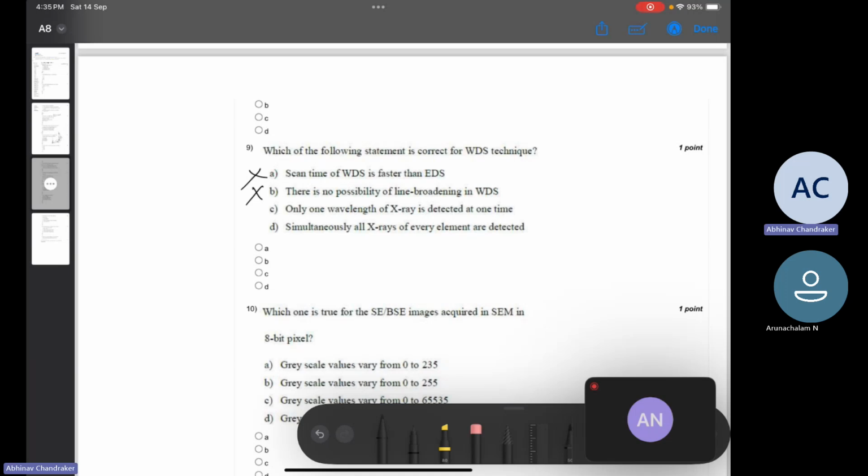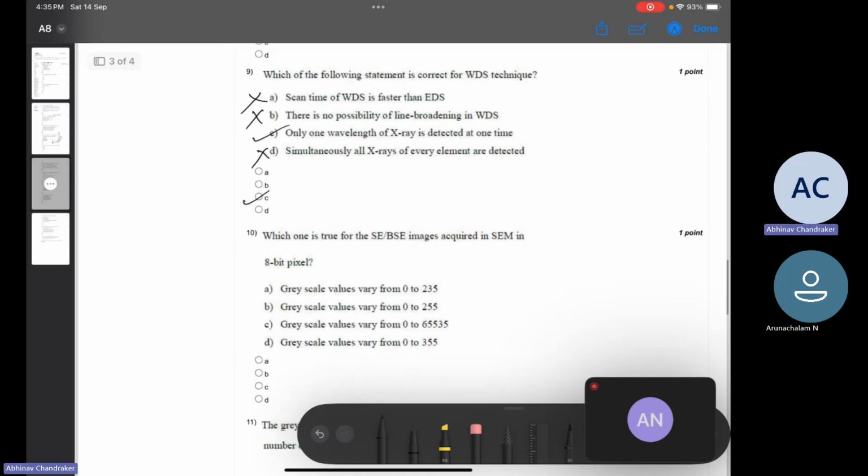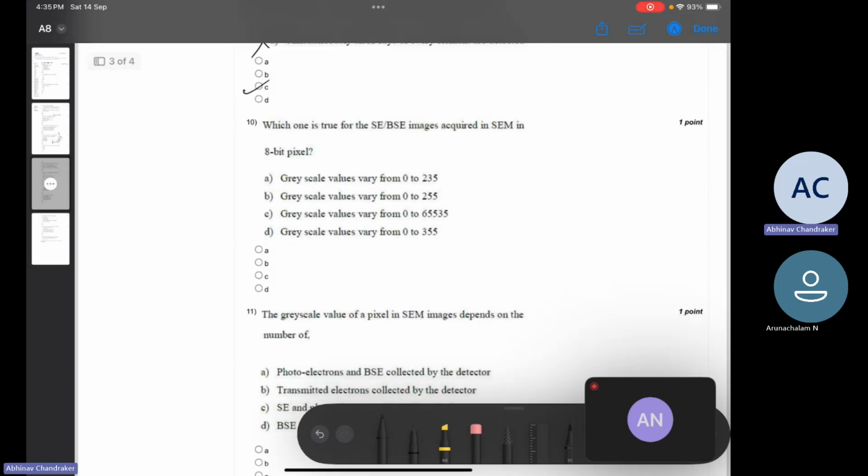Only one wavelength of X-ray is detected at a time. Yes, this is true, because for a particular d value of the crystal and a value of theta for the setup, only one wavelength will be able to cause diffraction. So only one wavelength will be detected at a time. So our correct answer is C. In case there are any questions, you can just unmute yourself and let me know.